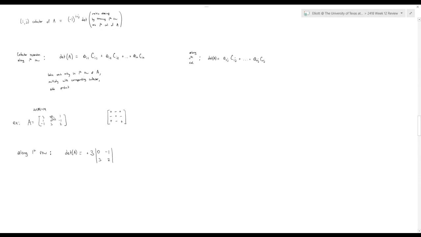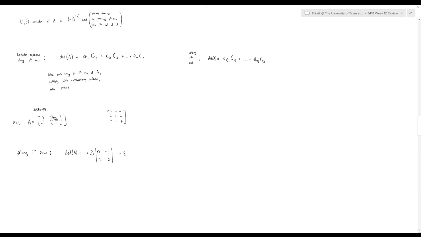Next, continuing along the first row, the next number that we have is -2. Essentially I cross out the first row and the first column, and I have 0, -1, 3, 2 remaining. Okay, so each time for the cofactors, you have to cross out a row and a column. Yeah, that's right.